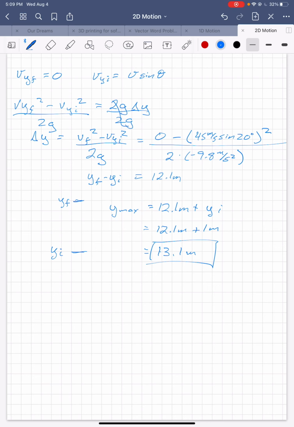So there's a couple tricks involved when I'm thinking about projectile motion, but these are the kinds of questions you typically get asked. Thanks again for paying attention.